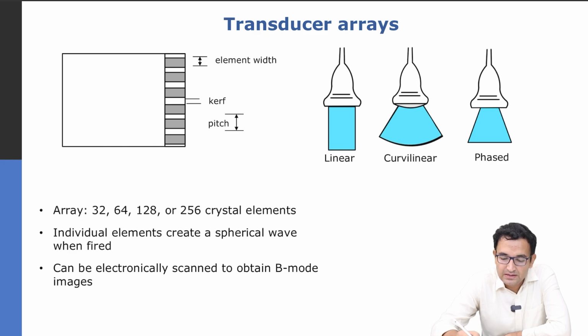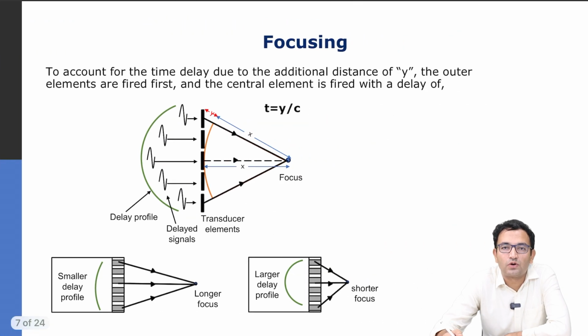Now, when these elements are fired, they approximately create a spherical wave, and then they can be electronically scanned to obtain B mode images in different ways. Either you can fire them all together, which is called plane wave transmission. You can do focus transmissions, or you can do what is called a synthetic aperture transmission.